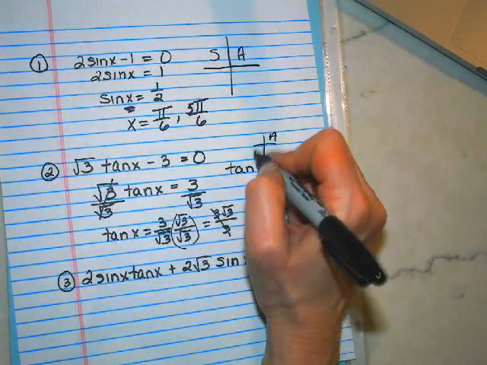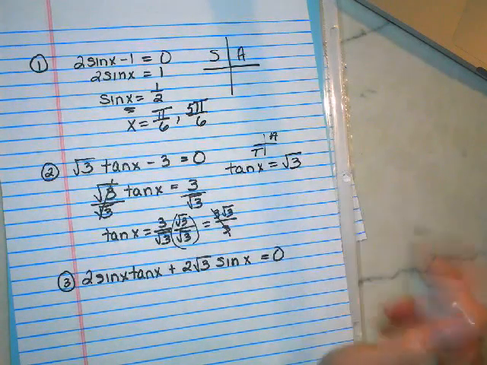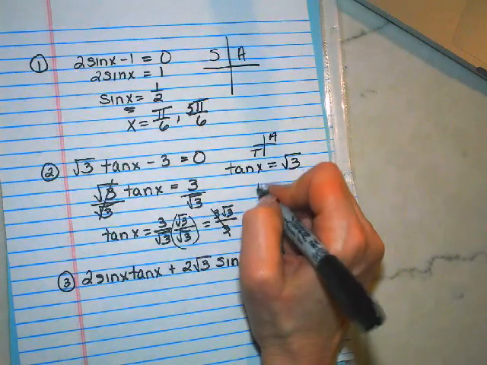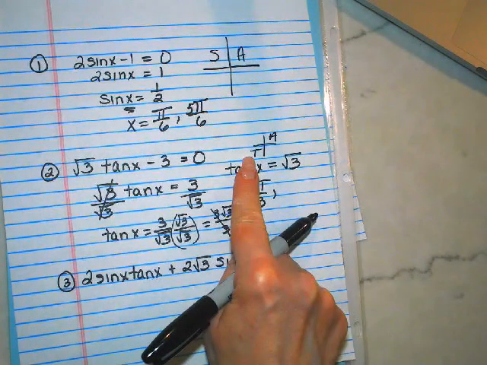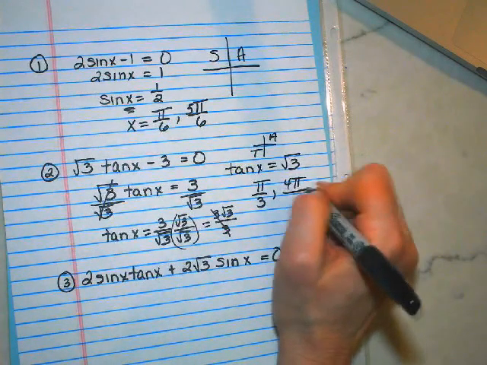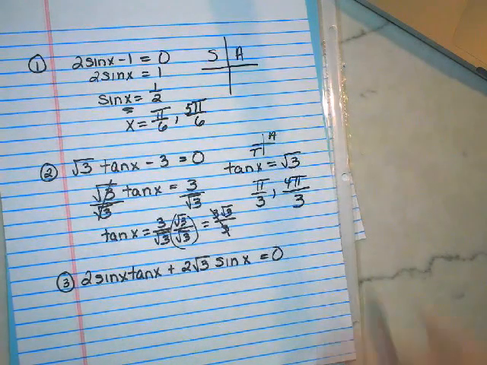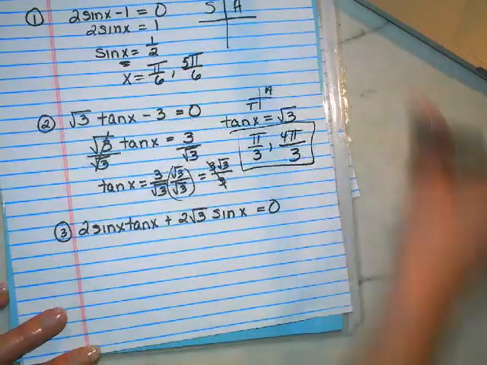Again, where is tangent positive? Tangent's positive here and here. So in quadrant 1, the angle that has a tangent of radical 3 is pi over 3. It's a 60-degree angle. And in quadrant 3, that's going to be 4 pi over 3. So that's your answer for that one.